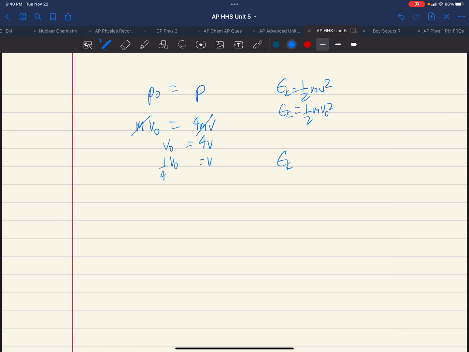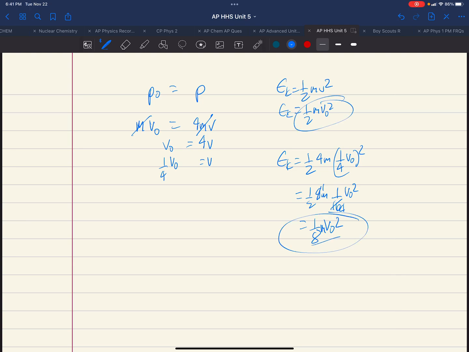Now afterward, we have this system that's stuck together of the carts. The mass is now 4m, but the velocity is 1/4 v0, squared. So we have 1/2 times 4m times 1/16 v0 squared. So this is 1 and this is 4, and we can see this is 1/8 mv0 squared. So when you compare this 1/8 mv0 squared to 1/2 mv0 squared, it is less.